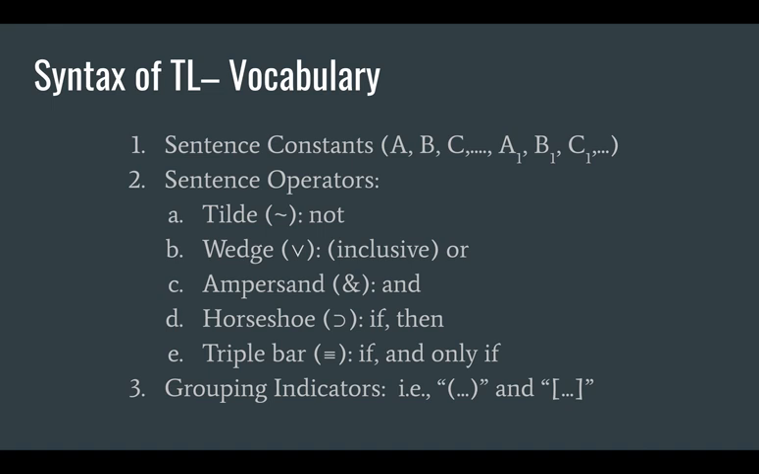Also of note are our sentence operators. There they are. Those should be familiar to you since you were supposed to have studied them last time. And lastly, our grouping indicators. We are using parentheses and brackets. We are not allowed to use curly braces or curly brackets because those are designated for demarcating sets. We're only going to use those for sets, so that'll come into play later on. All you need to know right now is that we are only using parentheses and brackets.